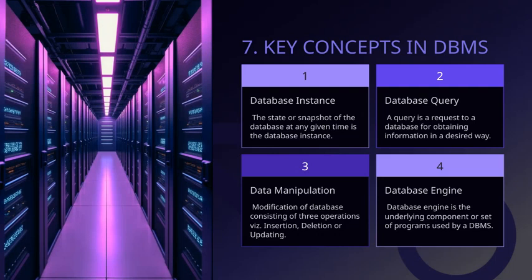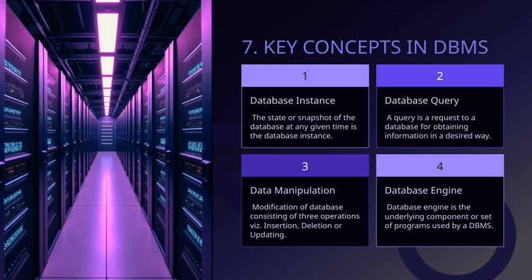Now, let's look at some key concepts in a DBMS. First, we have the database instance. Think of this as the current snapshot or the state of the database at any specific moment. It's like taking a picture of the database's data at a particular point in time. Next, we have data manipulation. This involves changing the data within the database, and there are three main operations here: insertion, deletion, and updating. These are the fundamental ways we modify data to keep it accurate and relevant.